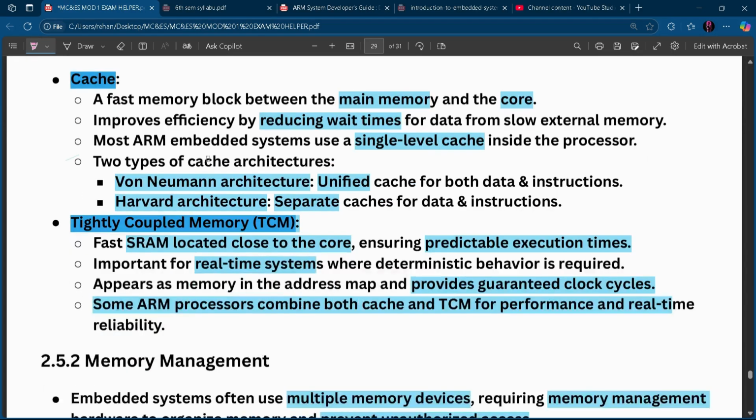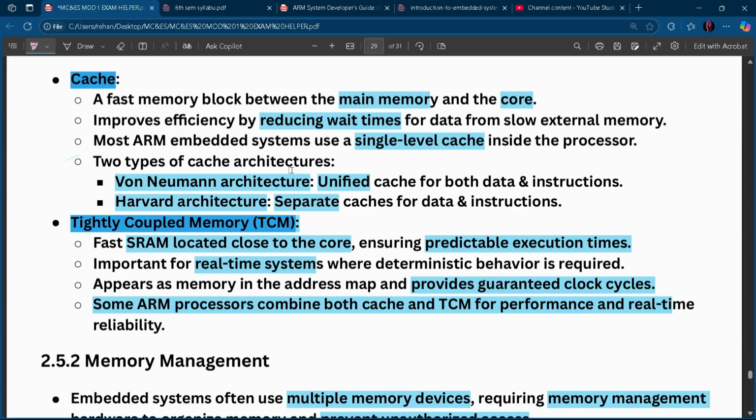In cache, you know what cache is? It's like a memory block between the main memory and the core. It improves efficiency by reducing wait time for data from slow external memory. Most ARM embedded systems use a single level cache inside the processor. So basically, instead of accessing the memory itself again and again, which requires a long wait time, you use cache for that. There are two types of cache architecture: von Neumann architecture and Harvard architecture. We saw this in the first video, in the introduction to ARM. In von Neumann, you just have a unified cache. In Harvard architecture, you have separate caches for data and instructions.